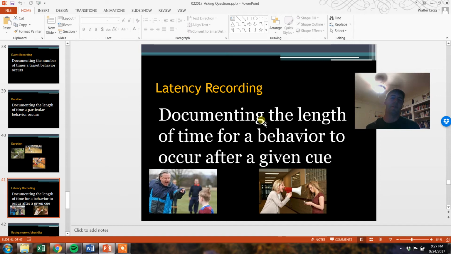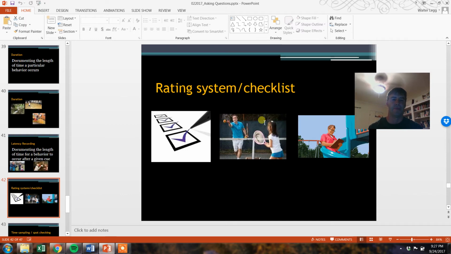From the time I tell everybody to get on the bus, how long does it take them to get on the bus? From the time the coach yells at the player to do something, how long does it take the player to do that thing? So the length of time between behavior and cue for something to happen. So again here, you're going to get a time result just like in duration.